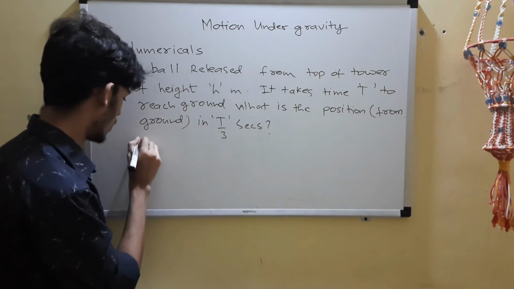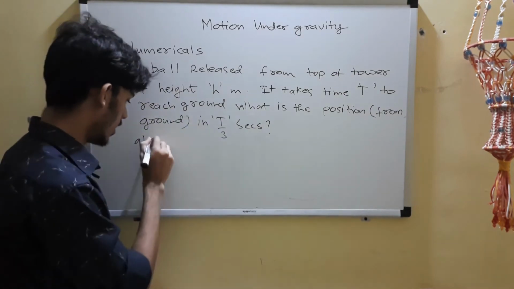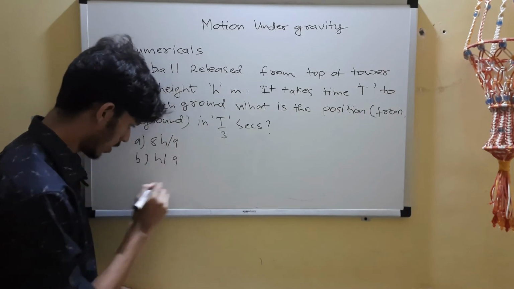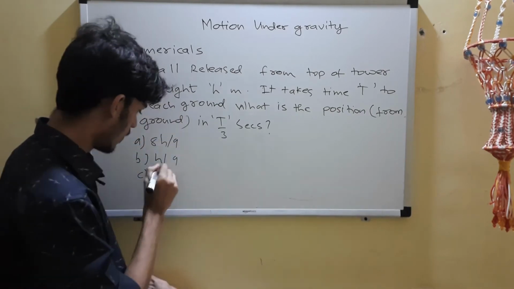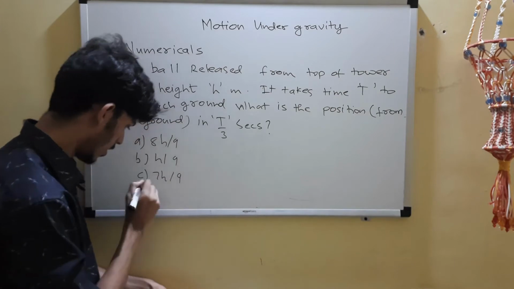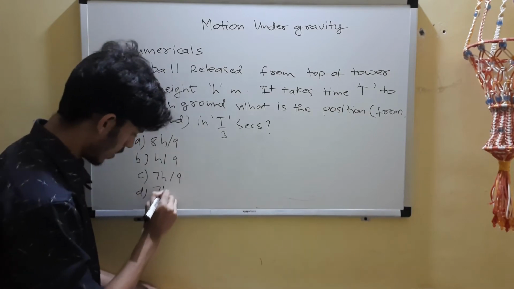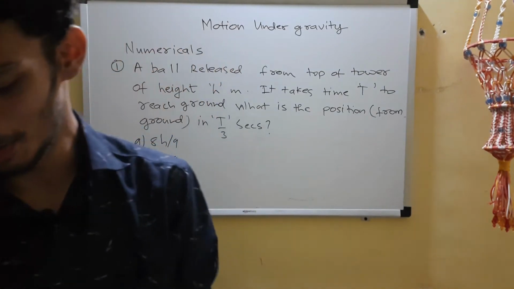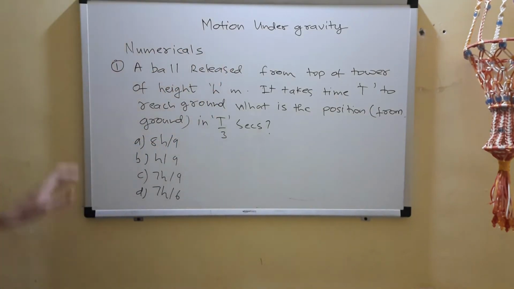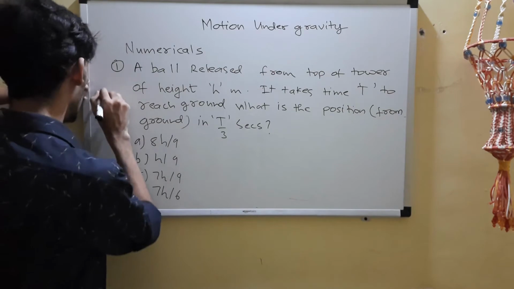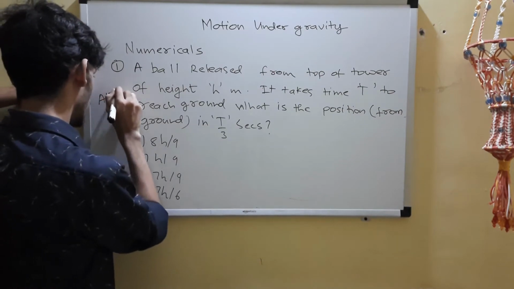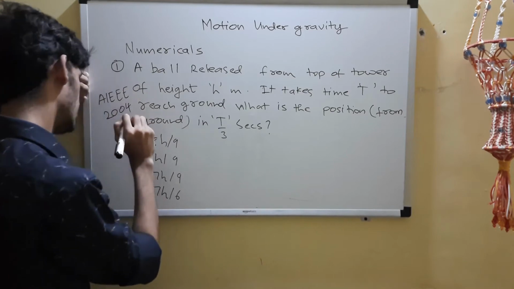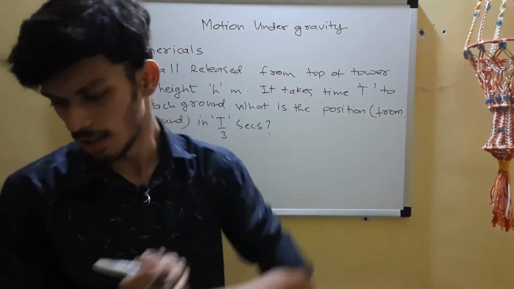Okay, I'll give you the options. You can try that. A) 8h by 9, B) h by 9, C) 7h by 9, and D) 7h by 6. Why is D every time separate? Completely out of the box. Anyways, you can try that. It's an IIT 2004 question. It has recently appeared in NEET also, I guess. You can try that out.